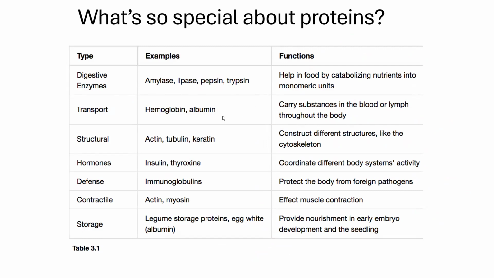So there are a lot of different kinds of proteins, and we've talked about these before, but just to go back through these. There are digestive enzymes. These are enzymes that break down things, and a lot of these have the ending ASE in them. Amylases help break down food, lipase for lipids, pepsins or proteases for proteins, and then trypsin is a different kind of protein-breaking enzyme. Then there are transport proteins.